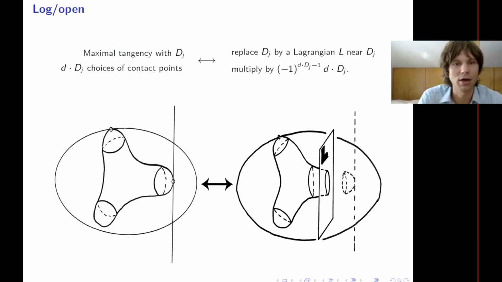Very interesting stuff. But then log-open is exactly this cutting that I mentioned earlier, where we take a tubular neighborhood of our divisor, we cut, and then on one side we have this little disk in the normal bundle. On the other side, we have this bigger disk, which has a boundary on this Lagrangian, which is near the divisor. There was a choice of contact points, which gives this factor you need to multiply with. And in all cases, we checked the invariants on the left-hand side correspond to the invariants on the right-hand side.